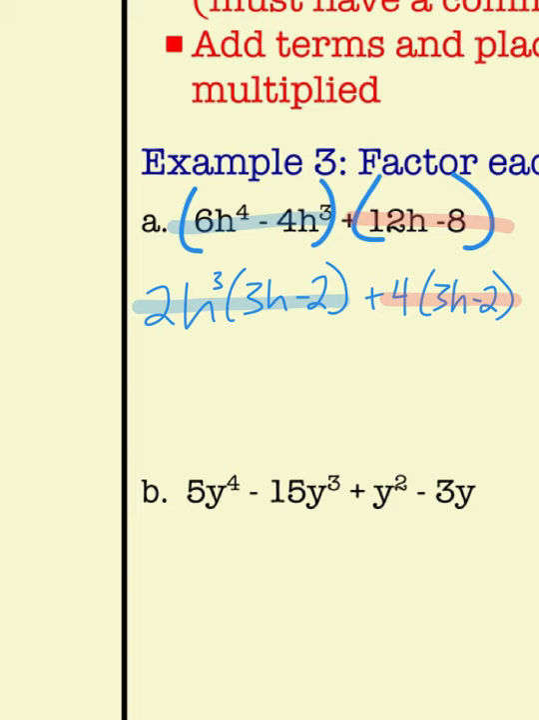Now, we're going to do what we did in the last example where we factor out the binomial. Notice both of these terms have a 3h minus 2. So we're going to pull out that 3h minus 2, and then we're going to write what's left. So if I pull out 3h minus 2 here, I'm left with a 2h cubed, and if I pull out 3h minus 2 in the second term, I'm left with a plus 4. And there is our final answer.